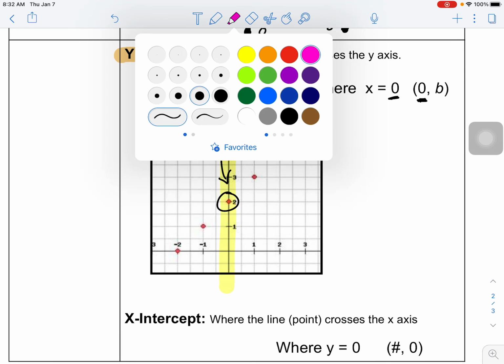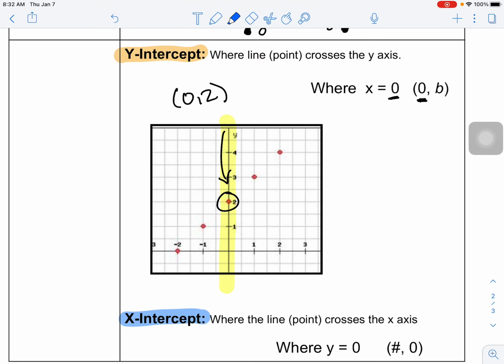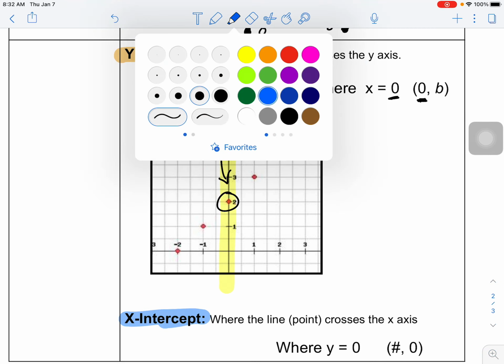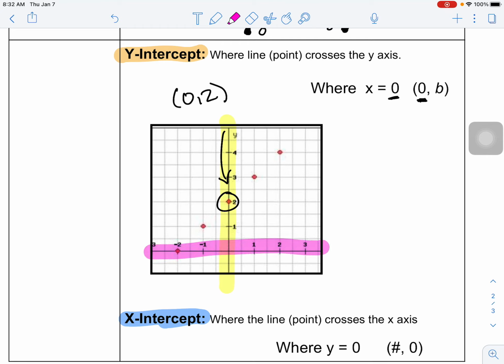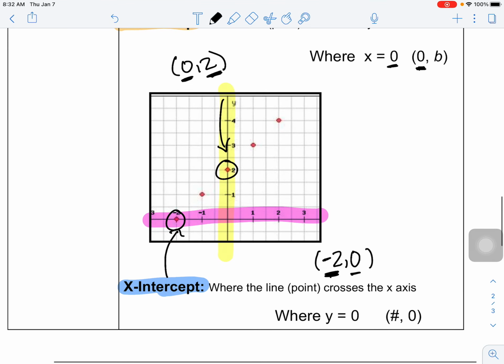And the x-intercept is kind of the opposite of that. The x-intercept is where the line crosses the x-axis. So remember, this is the x-axis. And I have one point here where the graph crosses, and that is the point -2. So when I write the x-intercept, x is the number -2, but y is 0. So notice in the y-intercept, x is 0 and y is a number. And in the x-intercept, x is the value and y is 0.